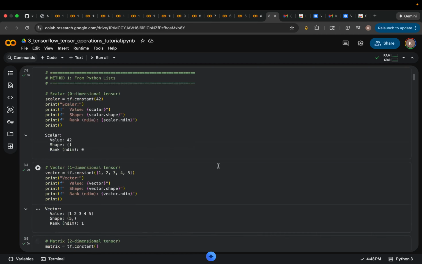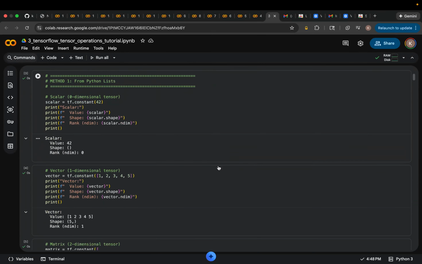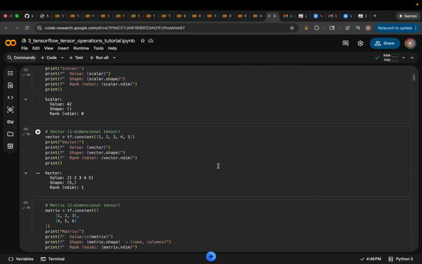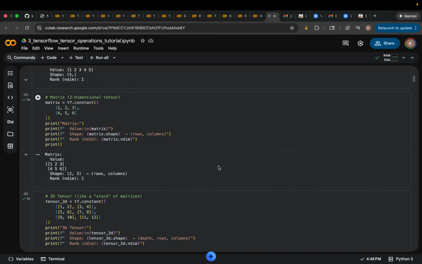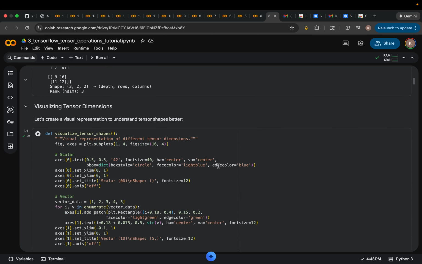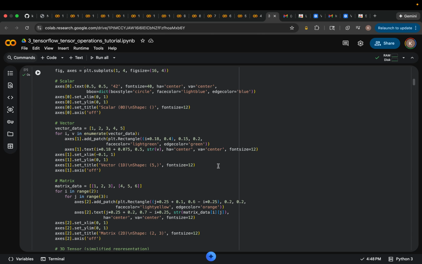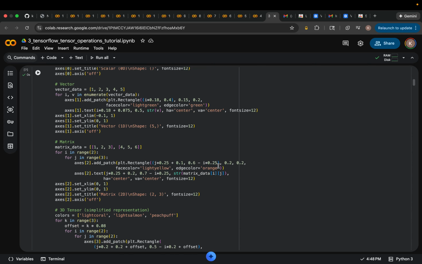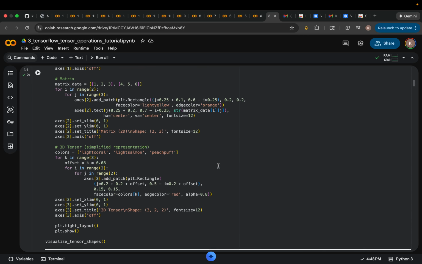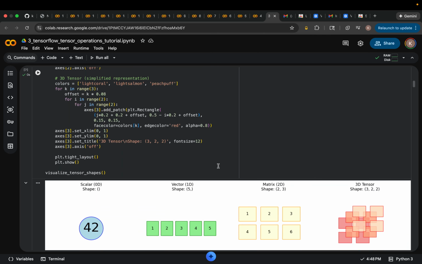Creating tensors: you can create tensors using many methods we can see here, like immutable tensors, tf.zeros, tf.ones, tf.normal. The biggest difference from PyTorch is that TensorFlow tensors are immutable. You cannot assign to an index. For mutable state like model weights, you can use tf.Variable.